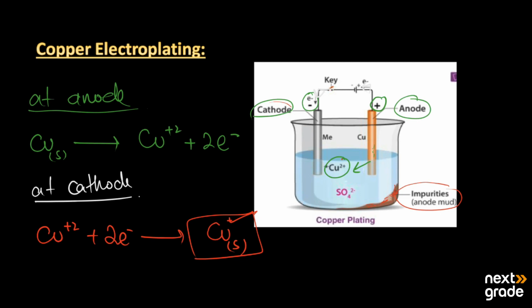This is used to prevent metals from corrosion or rusting. In this way we can also gain the metal in pure form, or the impurities can also be removed. But here we are just looking at the simple electroplating process.